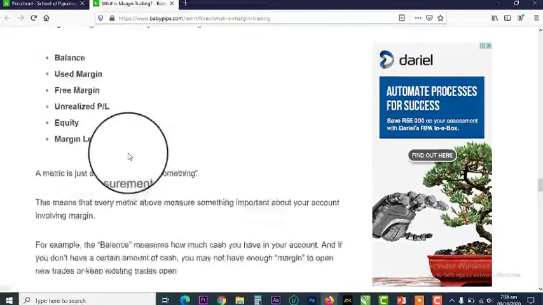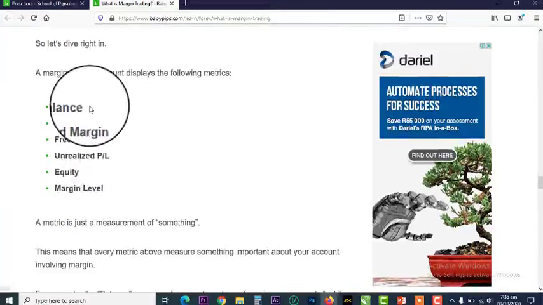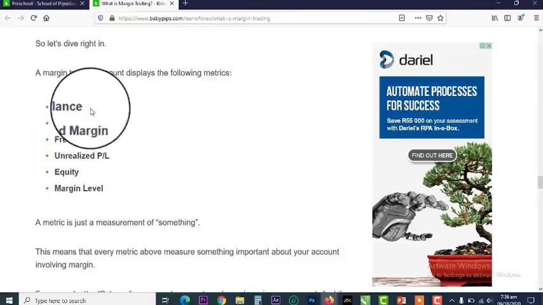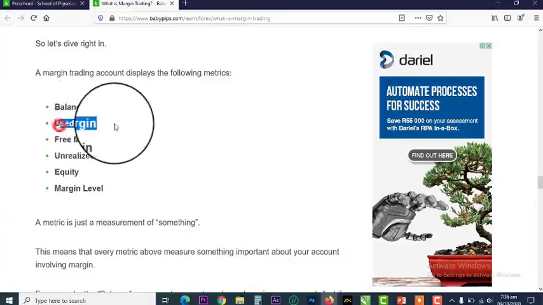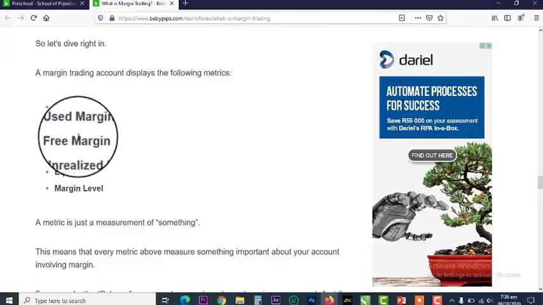So your balance, when you fund your account, is the amount of money you funded your account with, right? Then your used margin is the number of active trades you have currently that are running. They make up your used margin. Then your free margin is the margin left in your account which you haven't used.